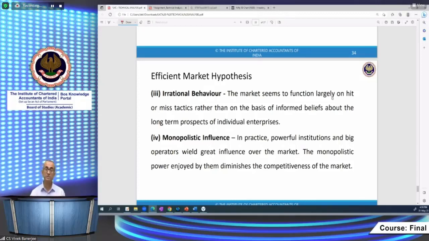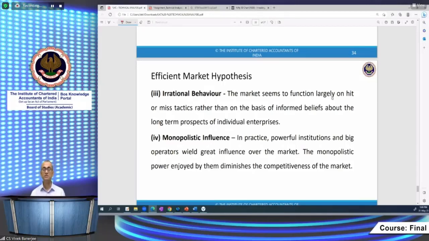So most of the investors do that, and this irrational behavior is itself a challenge to the efficient market hypothesis, because what the efficient market hypothesis says is that all the information is available to you, but as a human being you are not utilizing all that information.